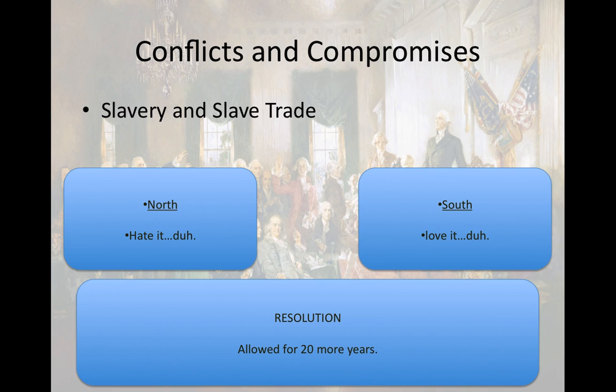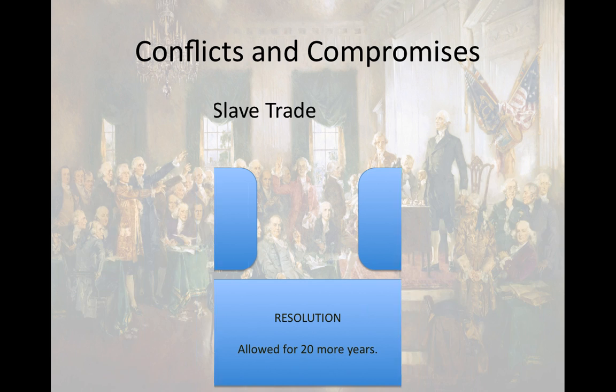Now, this sounds like it might be a win for the North, but if you think about it, if I'm South Carolina and the slave trade is going to end in 1808, what am I going to do in 1807? Hopefully you said something like import as many slaves as possible, which is exactly what they did.